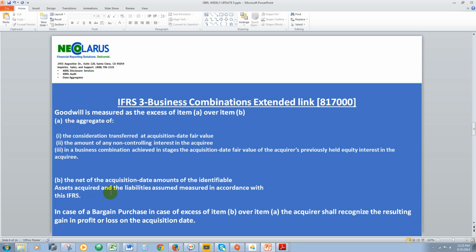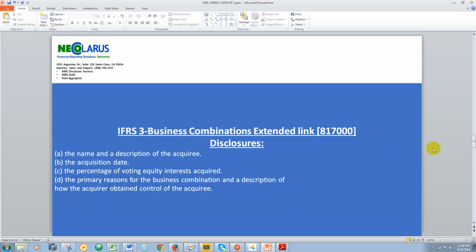So goodwill is actually the excess of item A over item B, and bargain purchase is the excess of item B over item A. And in case of bargain purchase, the acquirer shall recognize the resulting gain in profit or loss on the acquisition date. So that's all about goodwill and bargain purchase. So let's move on to the next slide.